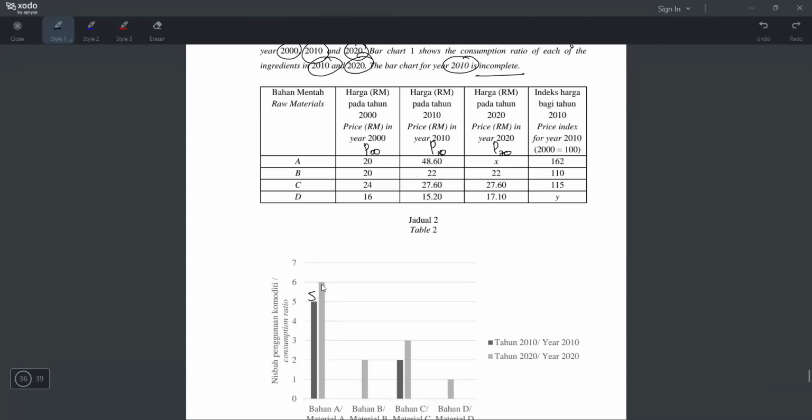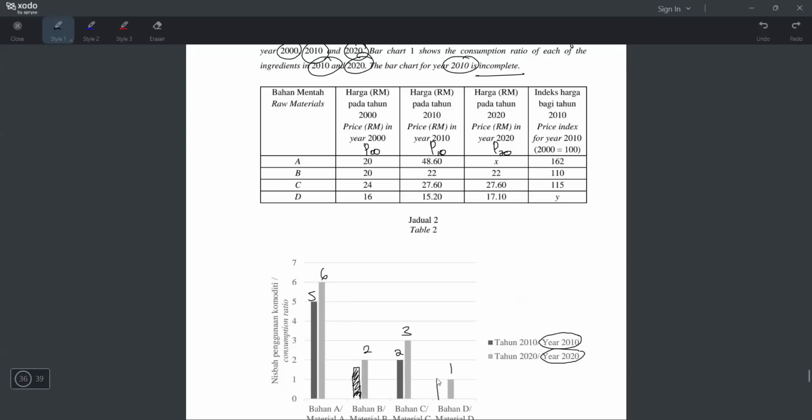So this is 5, this is 6, this is 2, this is 2, this is 3, this is 1. And the dark one is the weightage for the year 2010. And then the bright color one is the weightage for 2020. Okay. And then they say the year 2010 is not complete, right? Yeah, because 2010 is the dark one. And you can see for material B, the dark one is missing here. So there should be another dark one here. But this dark one is like, I don't know, question mark. I just drew this randomly. I don't know how high it is. How high is this? I don't know.